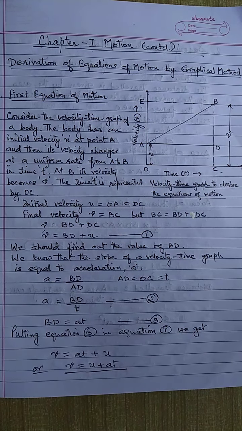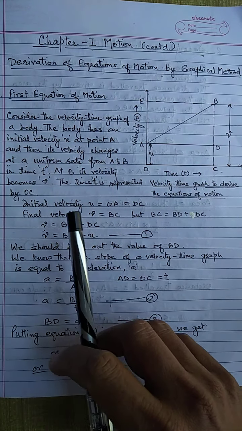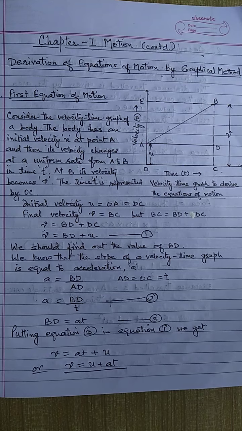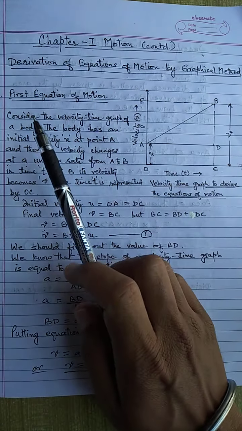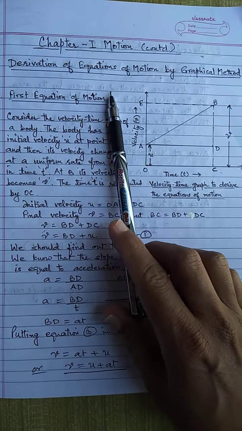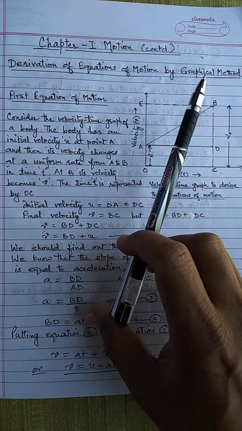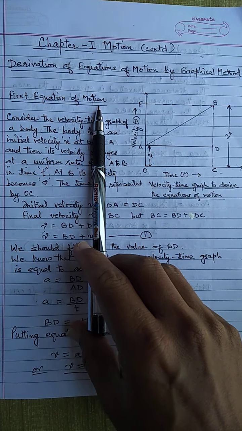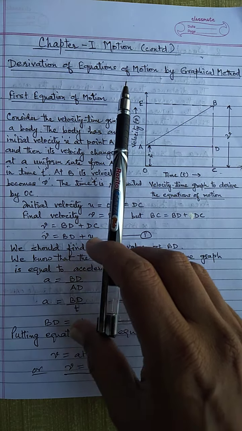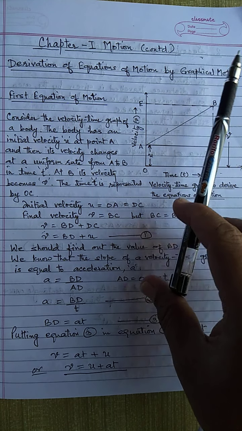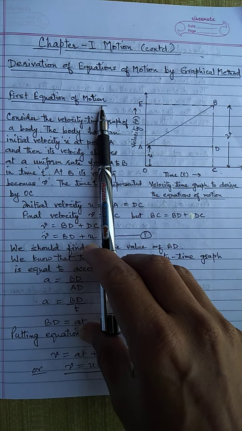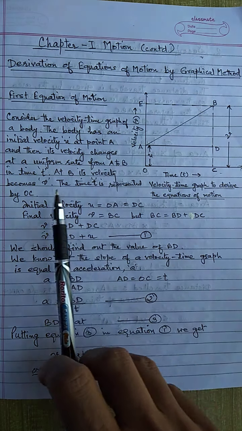Welcome students. In the last lecture we studied how motion can be described graphically. Now we'll study the derivations of equations of motion by graphical method. The first equation of motion we have already derived mathematically, now with the graphical method. The first equation of motion is v is equal to u plus at.